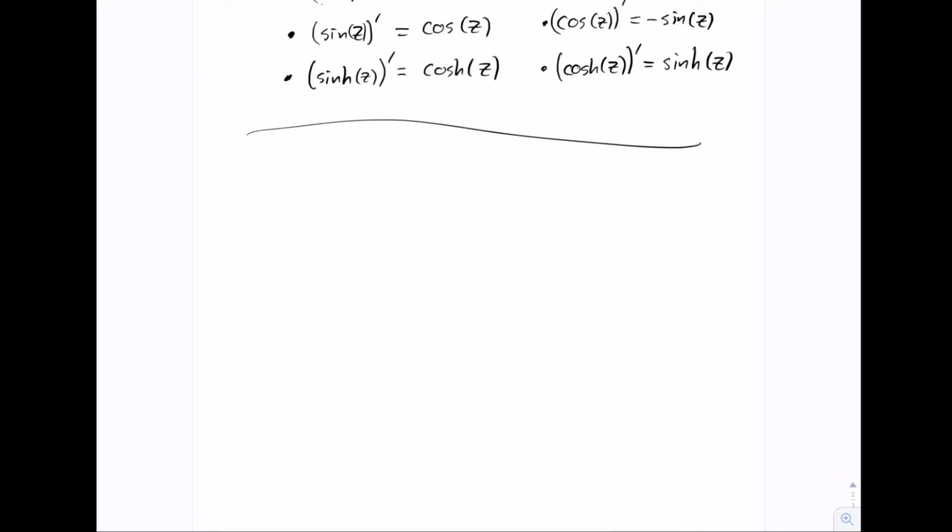So let's talk about the complex derivative d/dz versus this sort of multivariable model, d/dx and d/dy. Okay, so maybe this idea will become a little bit more clear in just a moment.